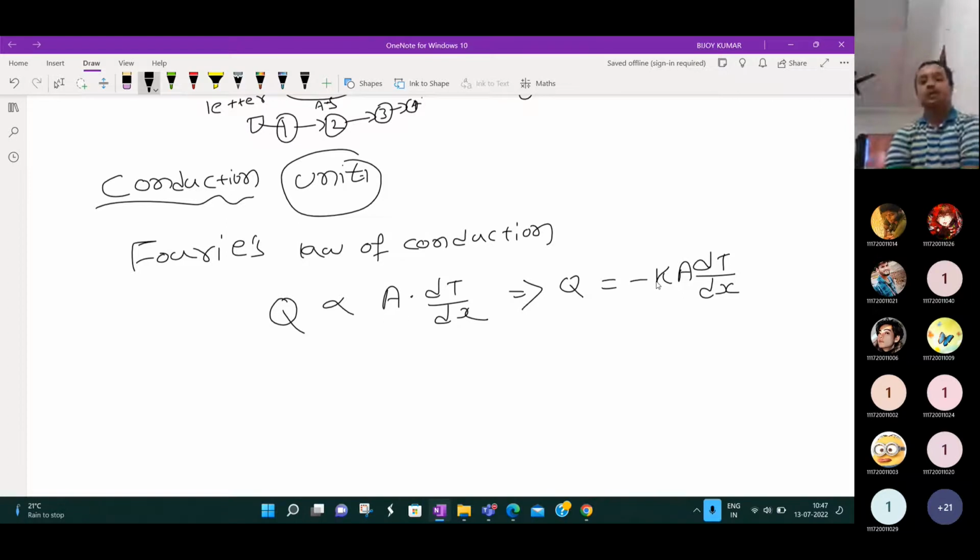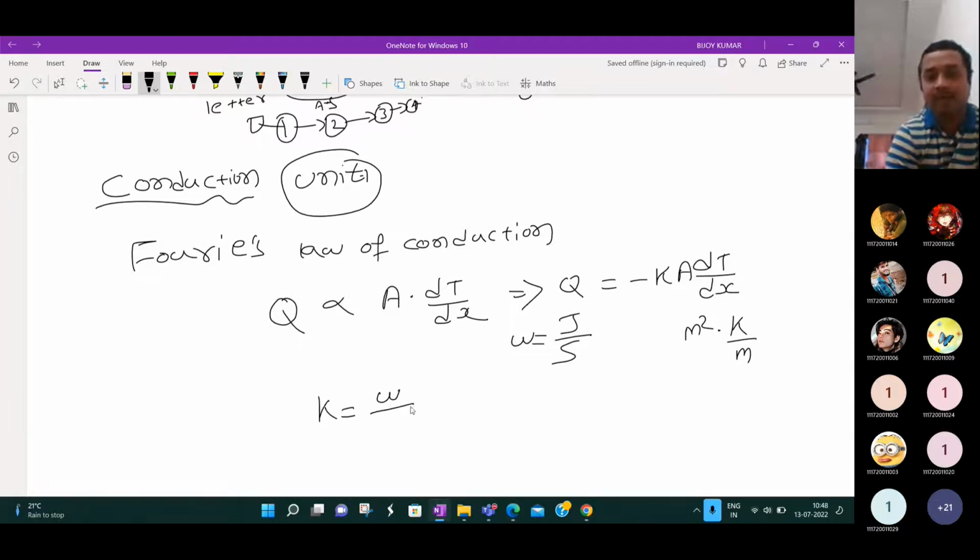Okay. So this is all about Fourier's law of heat conduction, where Q is in joules per second, the rate of heat transfer per unit time, or you can say watt, where area is in meter square, and dT by dx is in Kelvin per meter, where K is the thermal conductivity. What is its unit? Watt per meter Kelvin.